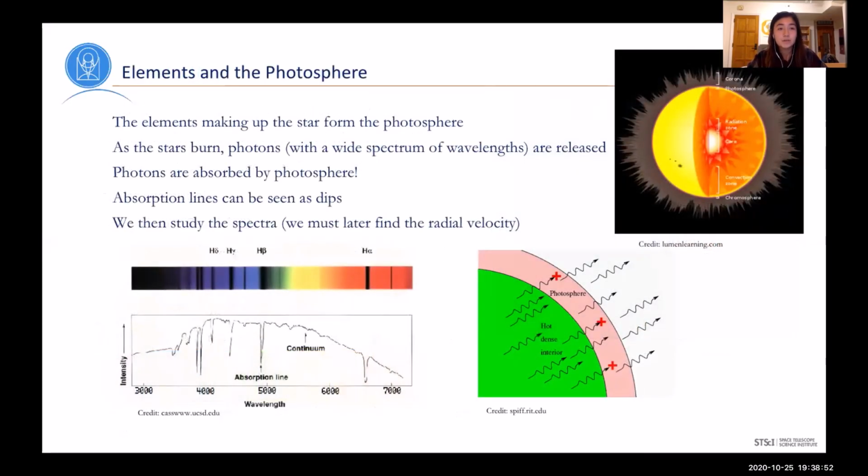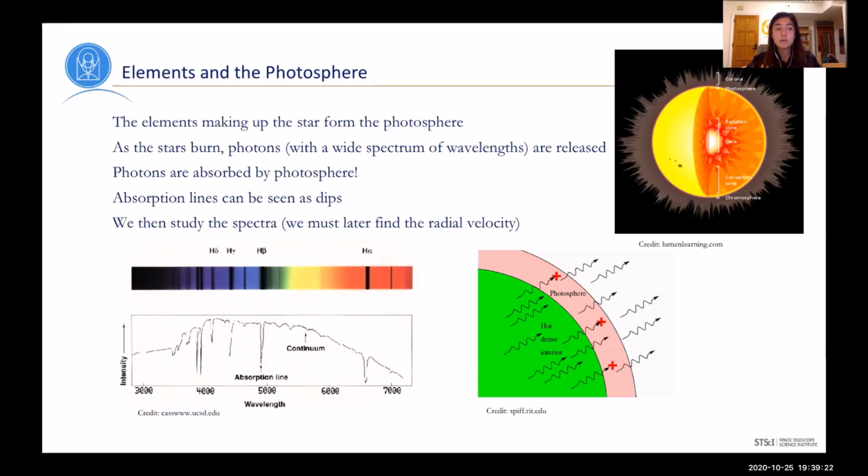So now on to the elements and the photosphere. So let's start out looking at an individual star. The star is filled with burning and very dense material. And as this happens, photons of all wavelengths are released. So we can also talk about the photosphere, which is a cooler outer layer of the atmosphere. It actually has the same, or at least a very similar, chemical composition as the star itself.